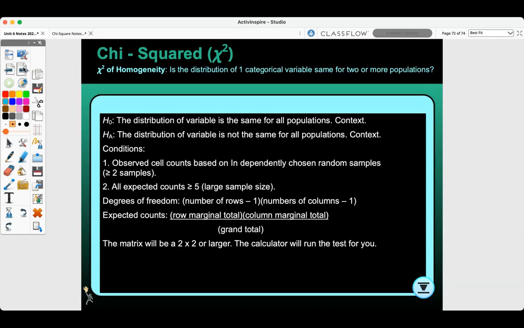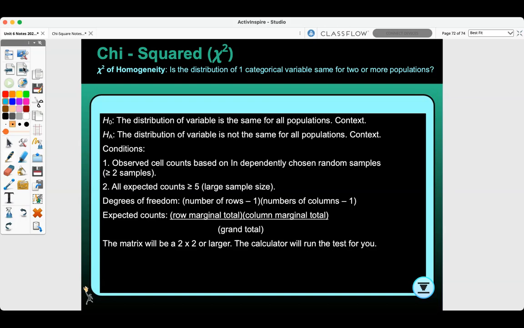And let's go on to our last one. The chi-squared test of homogeneity. Is the distribution of one categorical variable the same for two or more populations? So the null hypothesis is the distribution of the variable is the same for all populations. The alternative hypothesis is the distribution of the variable is not the same for all populations. Both of those have to be within context.